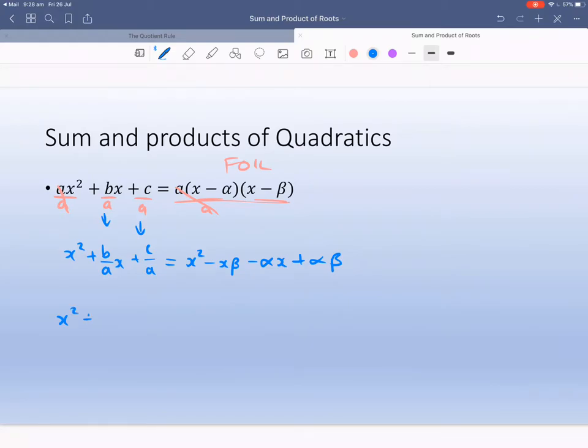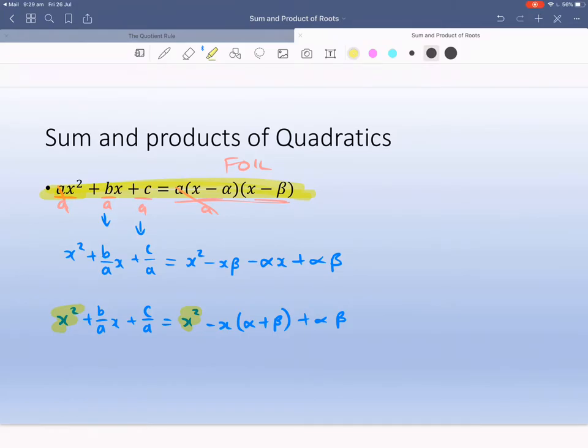I'm going to go x squared plus b over a x plus c over a, and on the other side x squared. Now I'm going to take a common factor of minus x out, and we're left with alpha plus beta, and then I've just got alpha beta. Now what happens here is that x squared is equal to x squared because they're equal. We didn't prove that here, we just assumed it from previous knowledge.